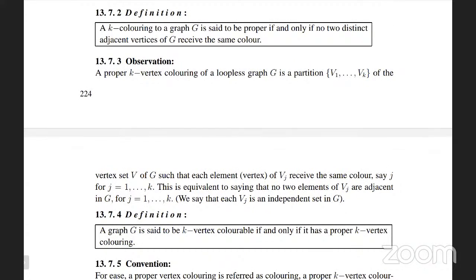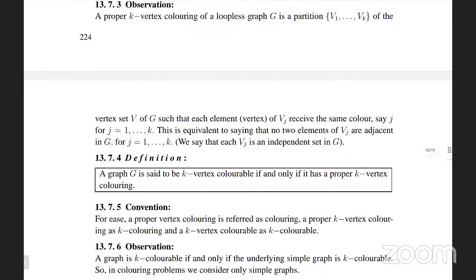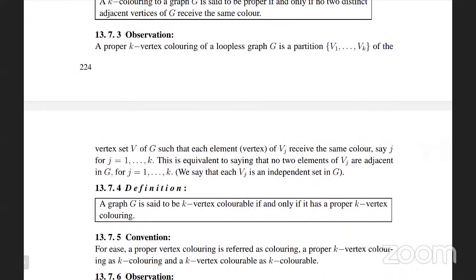So a proper K vertex coloring of the loopless graph G is a partition V1 to Vk of the vertex set V of G, such that each element of Vj receives the same color, for j equal to 1 and so on up to K. This is equivalent to saying that no two elements of Vj are adjacent in G, so each is an independent set of G. Therefore, a K vertex coloring of the loopless graph G is a partition V1, V2, and so on up to Vk.